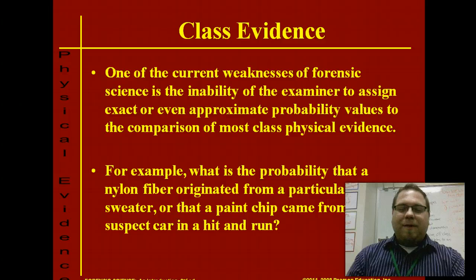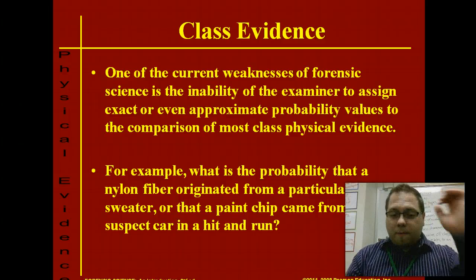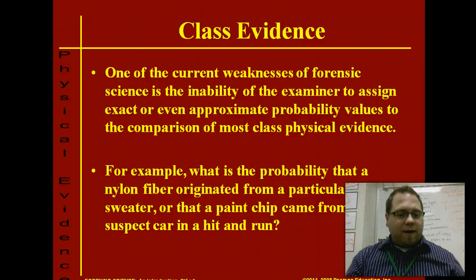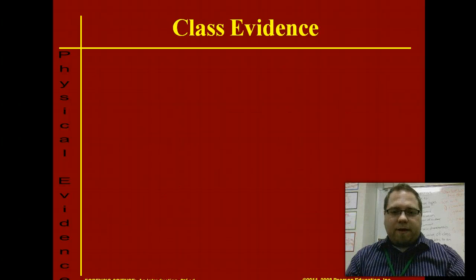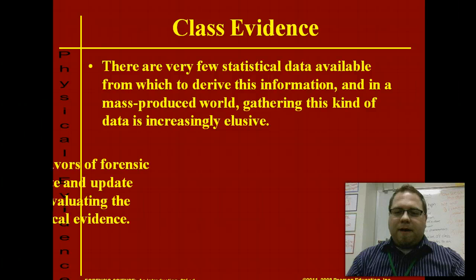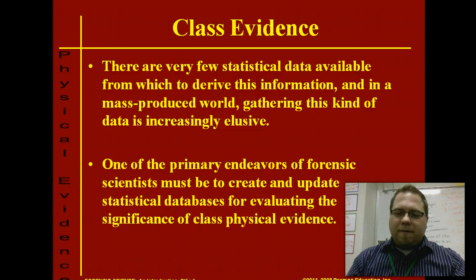For example, what is the probability that a nylon fiber originated from a particular sweater, or that a paint chip came from a suspect in a hit and run? So there's little statistical data available, but it's still what you're going to see for the most part in court.